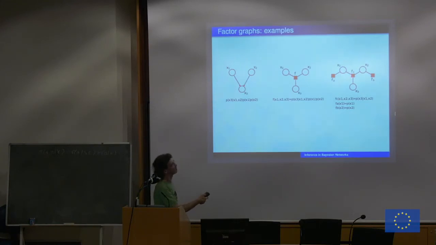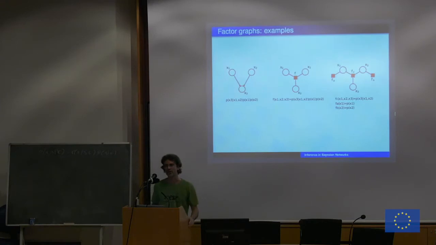And each factor should be connected to all the variables involved in its local function. So for instance, here I have fc, which takes p of x3 given x2 and x1, and so it's connected to all three variables. Then I have fa, which takes p of x1, and it's connected only to x1. And I have fb, which takes p of x2, and is connected only to x2. So if you take the product of these three, you get the joint probability of the network.